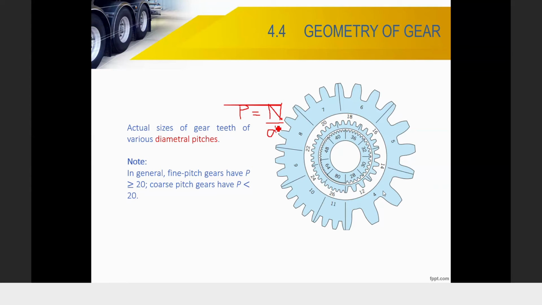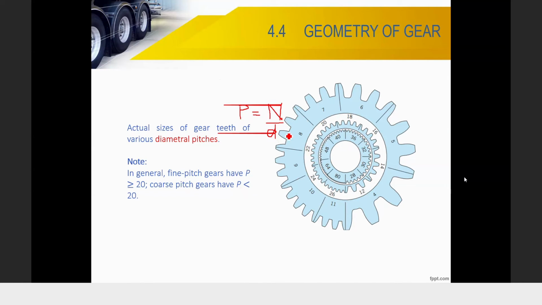Ignore the line there, guys, N over D. Okay, N over D. So if you look at this, all the figures about this, you can look in your textbook, guys, in this chapter. Can you see it has a scale, a measuring scale.